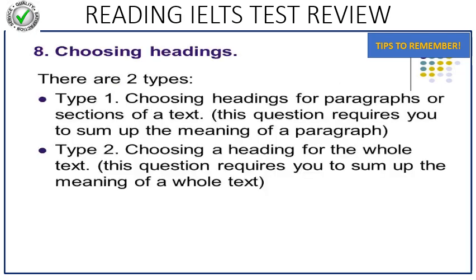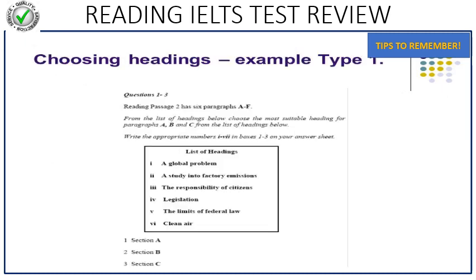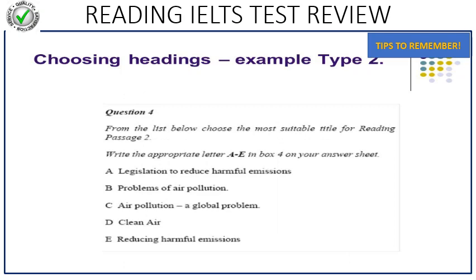29. 8. Choosing headings. There are two types. Type 1, choosing headings for paragraphs or sections of a text. This question requires you to sum up the meaning of a paragraph. Type 2, choosing a heading for the whole text. This question requires you to sum up the meaning of a whole text. 31. Choosing headings, example type 1. 32. Example type 2.